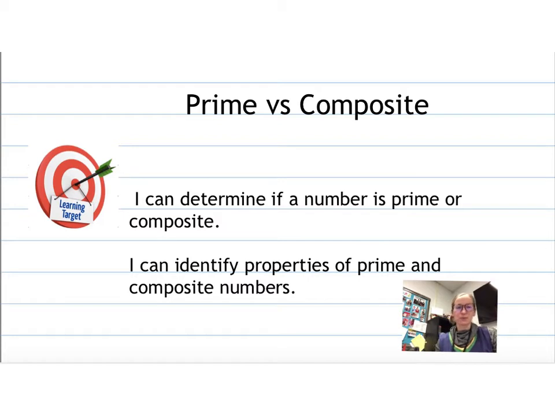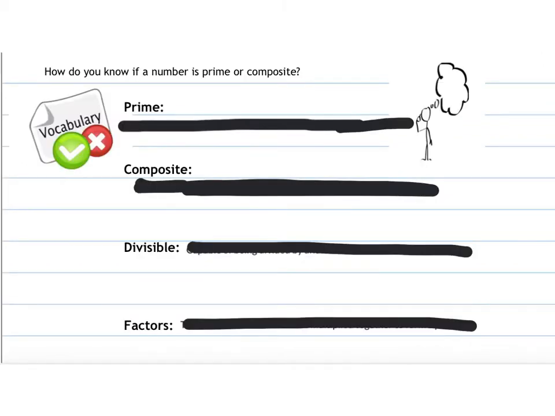In this lesson, you should be able to determine if a number is prime or composite, and identify properties of prime and composite numbers. Remember that you should have this written down. Maybe stop and think about what you already know to help encourage you and affirm or correct any misconceptions as we go forward. Good luck.